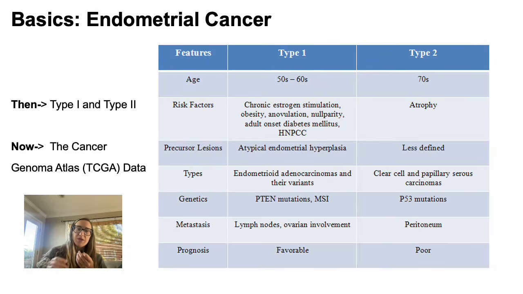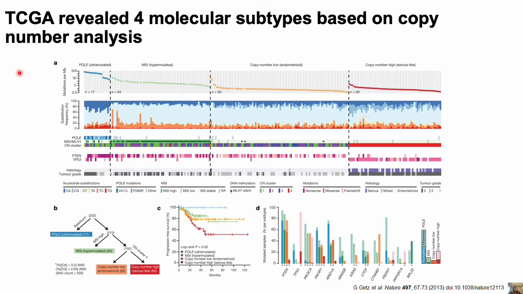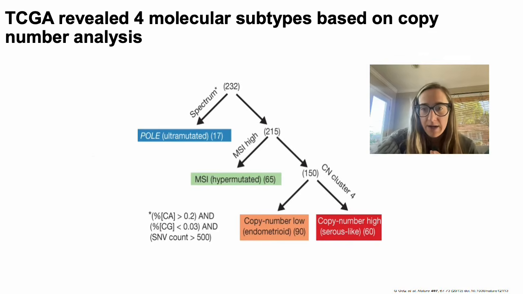We won't go too much into this slide because the whole subtyping of endometrial cancer is changing. I would say it has changed. We used to do a type 1 and a type 2, with type 1 being more endometrioid and type 2 being the higher risk cancers like serous, carcinosarcoma, clear cell. But now we have all this data from the Cancer Genome Atlas, which really kind of opened our eyes to 4 molecular subtypes in endometrial cancer. And you can see them down here, and we'll blow them up on the next slide.